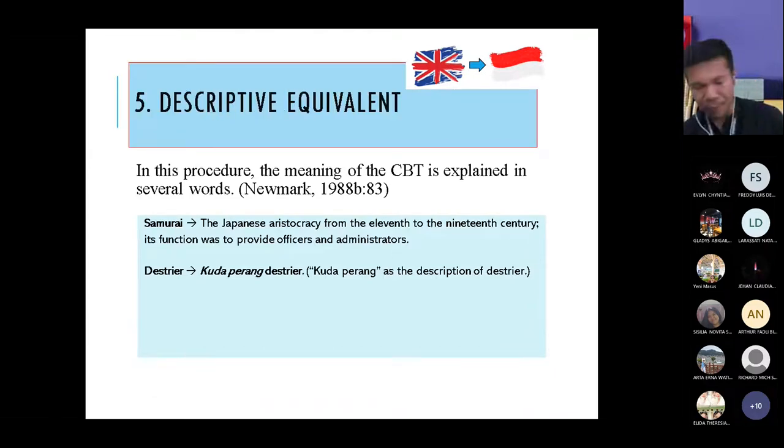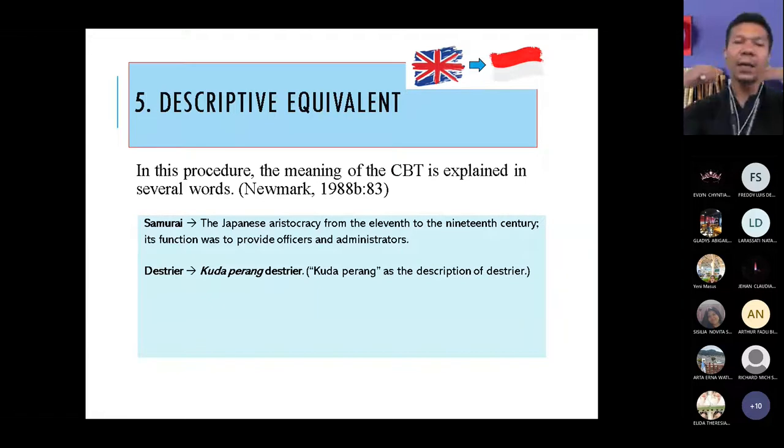Okay, we go on to the fifth, descriptive equivalent. This is also easy to understand. We describe the word, maybe by the function, maybe by the description. Description means the quality of the thing. For example, the word samurai is translated into the Japanese aristocracy from the 11th to the 19th century. Its function was to provide officers and administrators. So there are many words we use to describe one word. In the source language, we find only one word, samurai in Japan.